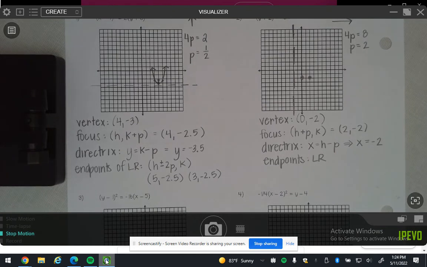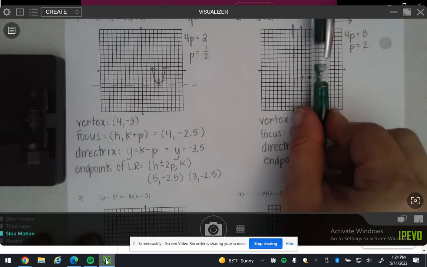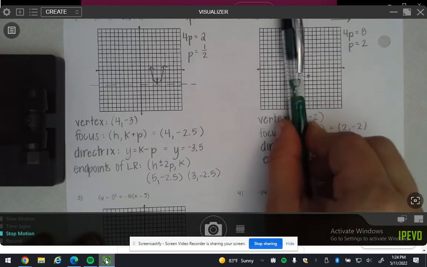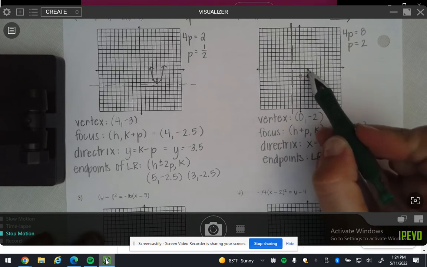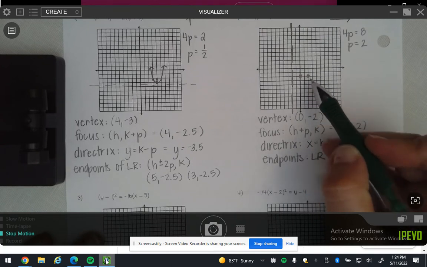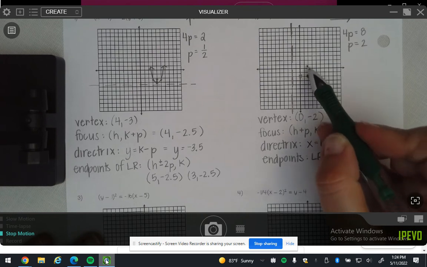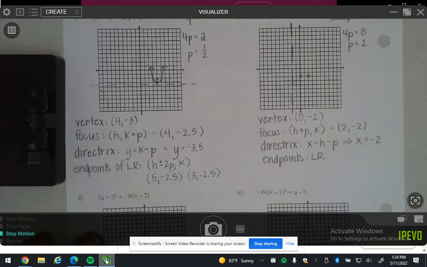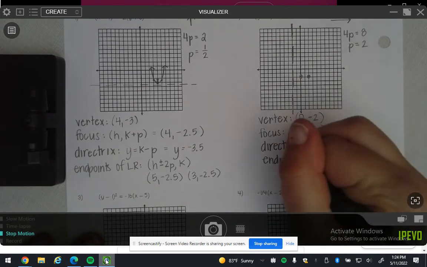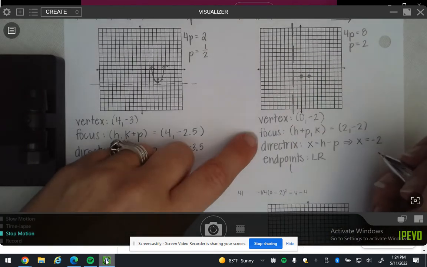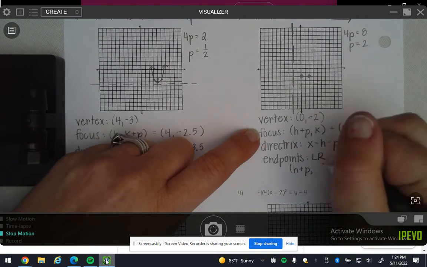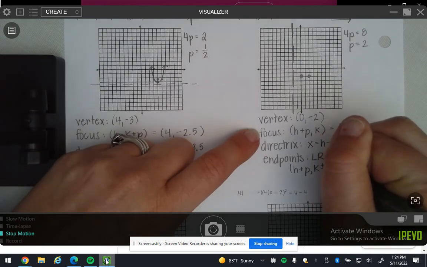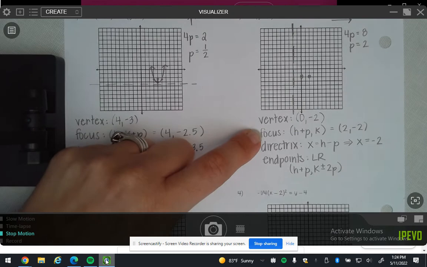So my LRs. Now, your LR is going to run parallel to your directrix. And it's going to run through your focus. So they're going to be here and here. Does everybody understand why I'm doing that? Because it's opening right. So your endpoints are going to be, your focus is going to stay the same. So H plus P, comma, K plus or minus 2P. Because you always want to use your focus.